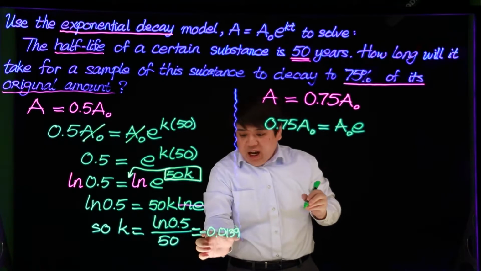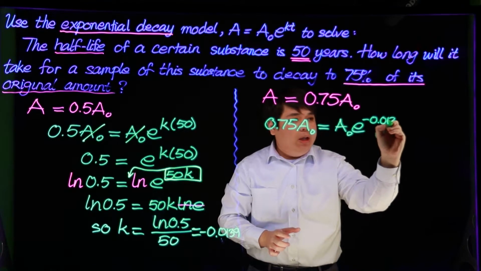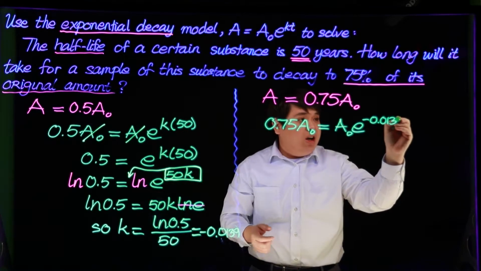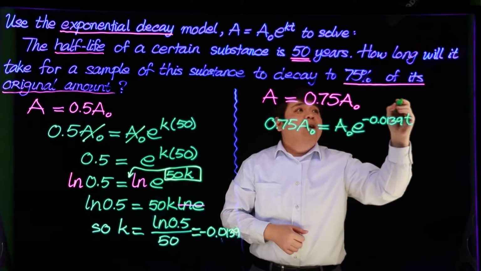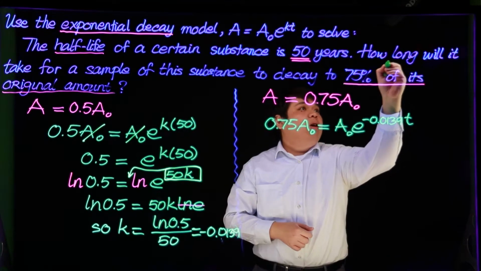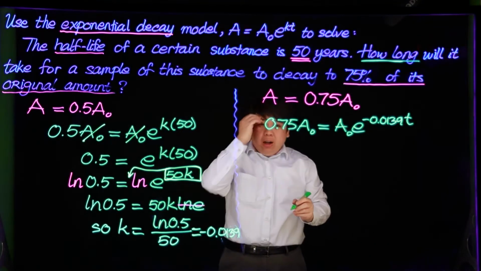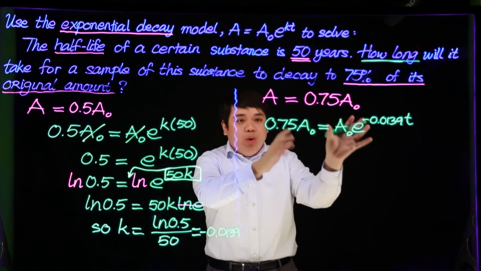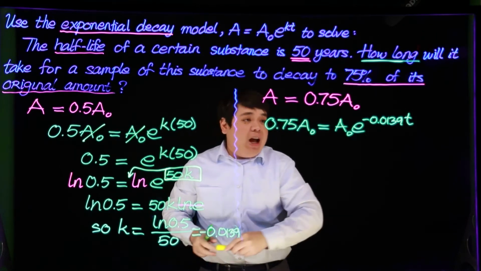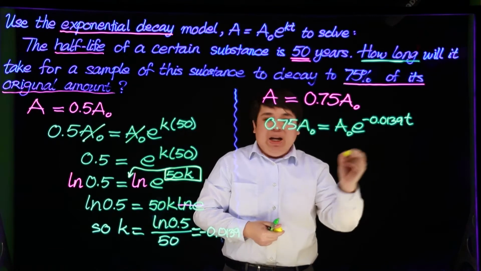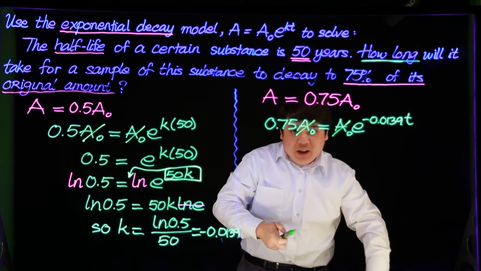We know the rate now is negative 0.01386, and t we don't know because the question asks us for how long. So we do need to find the time. The solution is kind of like what we did over there. First, both of them have A naught, so divide by A naught on both sides. Just cancel out.